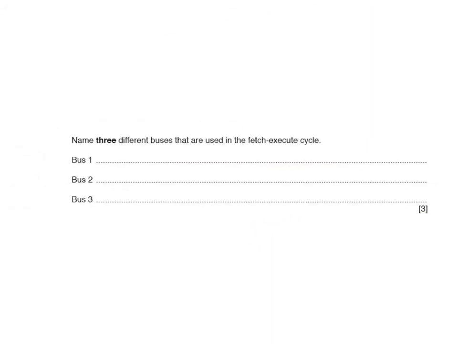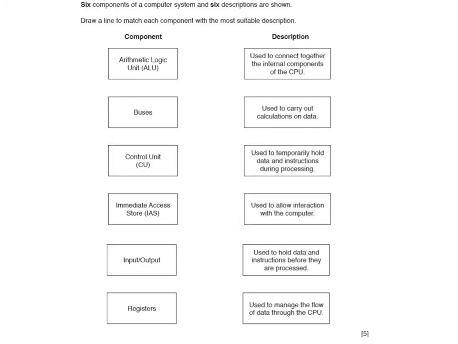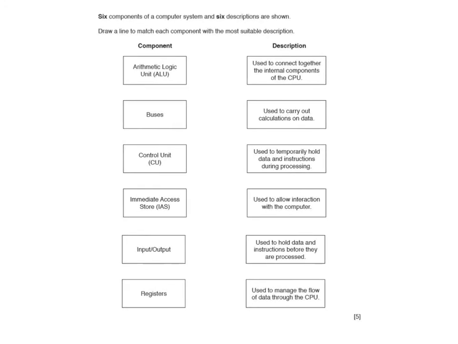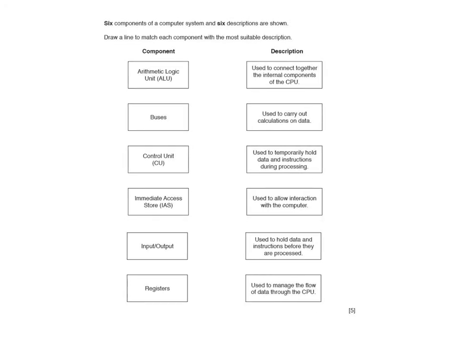3 different buses used during the fetch execute cycle. Let's not write that one again, we've covered it already. Here we go, good one for fleshing out our notes. Now my technique for these in the exams has always been to pick the ones that I definitely know first. So if I look down the description side first, it says used to connect together the internal components of the CPU. It's been a while since we studied that. Let me leave it. Used to carry out calculations on data. Well, I'm very confident in that one being the arithmetic logic unit, because that's the function of the ALU, right?